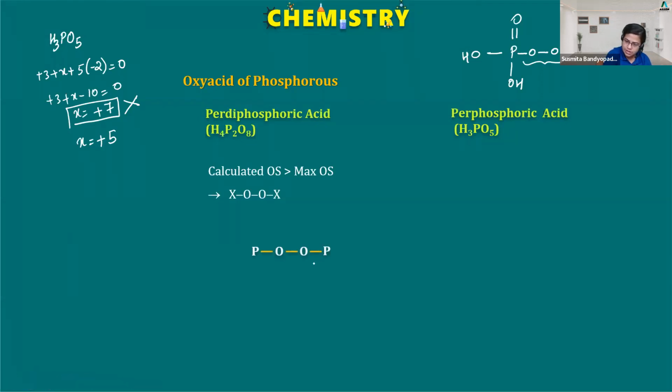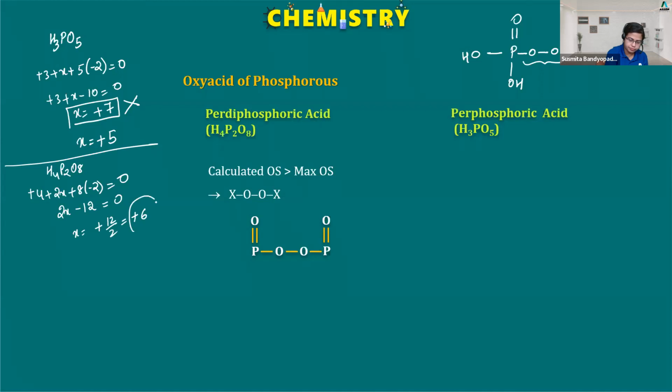Yes, yes, peroxy linkage, peroxide linkage here. Similarly, when you apply that formula in the second case, H4P2O8: plus 4 plus 2x plus 8 into minus 2 is 0. 2x minus 12 is 0. It's not possible that phosphorus becomes +6 suddenly. It's because you have not considered this as peroxide and oxide. You will cross it and just mention +5.